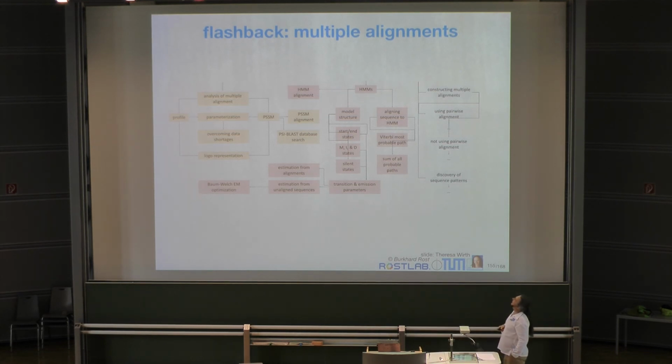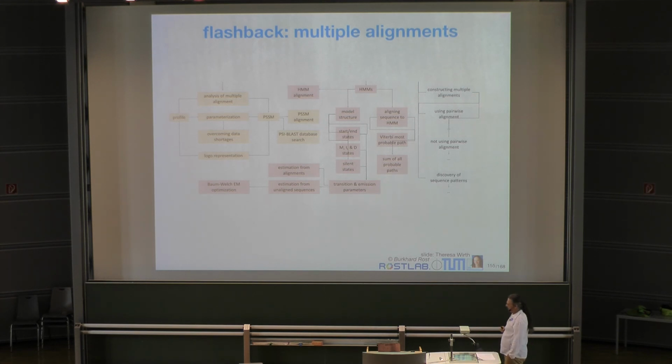Teresa made this flashback, multiple alignments. I put the slide in here because some people like organization of tables like that. So we have the multiple alignment path here that builds profile, PSSM parameterization, logo representation, and builds multiple alignments. There's the HMM, hidden Markov model path, that leads to the Baum-Welch optimization to set the parameters. And all of this is part of the HMM path.